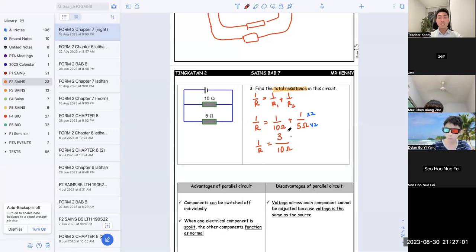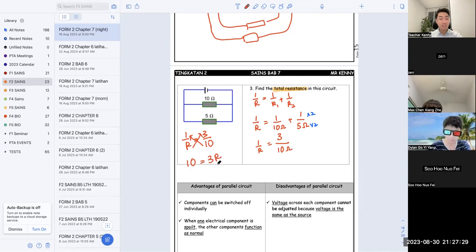My resistance is not 3 over 10. Resistance is R. This one is 1 over R. So what do I do? You got two ways. Now, I will explain to you your old way and I'll show you my shortcut way. Your old way, your mathematics teacher will ask you to cross multiply. Agree or not? 10 equals to 3R.